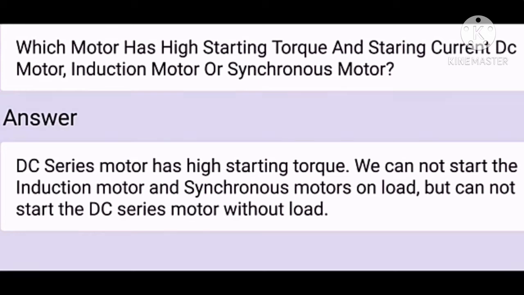Which motor has high starting torque and starting current: DC motor, induction motor or synchronous motor? DC series motor has high starting torque. We cannot start the induction motor and synchronous motor on load, but we can start them without load, while we cannot start the DC series motor without load.